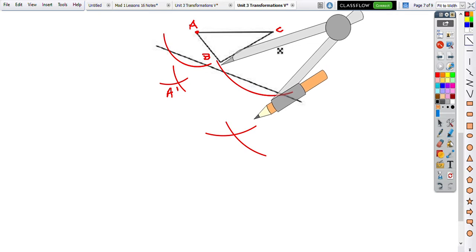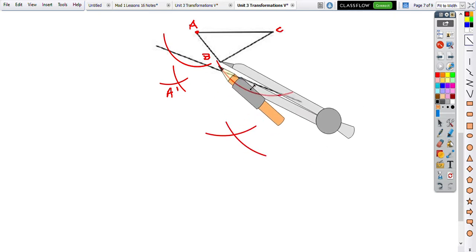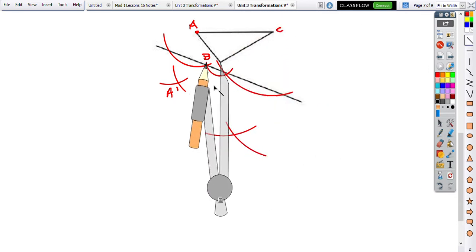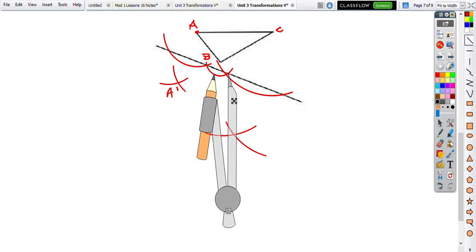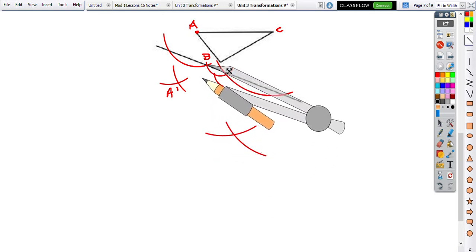And then I repeat for the other 2 points. We already did A earlier. Swing an arc. Whatever arc you choose, don't change the length. Place the point on the intersection, and then move to the other intersection.